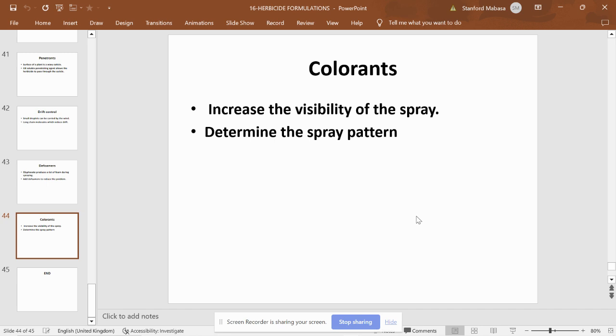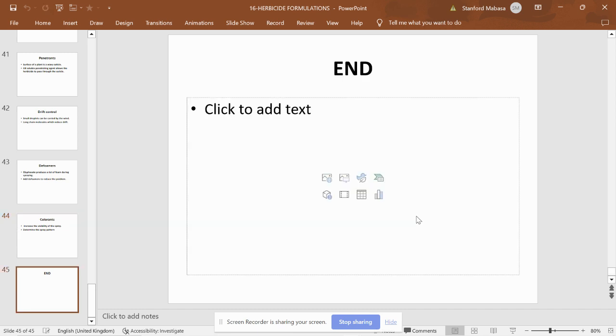Colorants, these increase the visibility of the spray, determine the spray pattern. Probably you want to see where you are spraying. The colorants may actually make the spray visible. So this is it on the herbicide formulations. Remember, this is the form, state, or condition in which herbicides are used or sold. So that's it. We'll stop here.